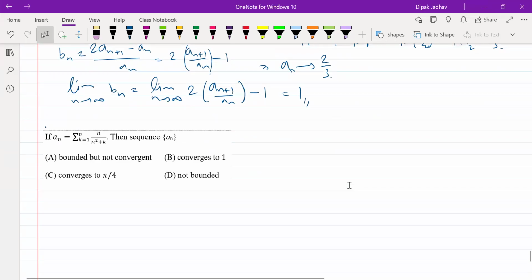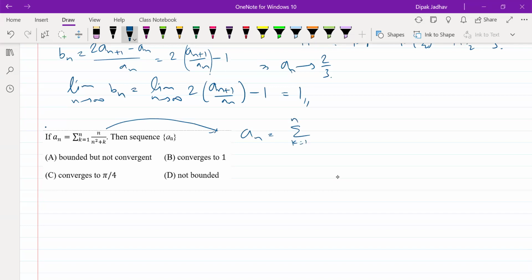If an is the summation from k equals 1 to n of n by n square plus k, then the sequence an is: bounded but not convergent, converges to 1, converges to pi by 4, or not bounded. It is tempting to write this an by pulling out n from the denominator. Then it will look like n into n plus k by n. But this n gets cancelled. Then I'll have something like the sum from k equals 1 to n of 1 by n plus k by n.